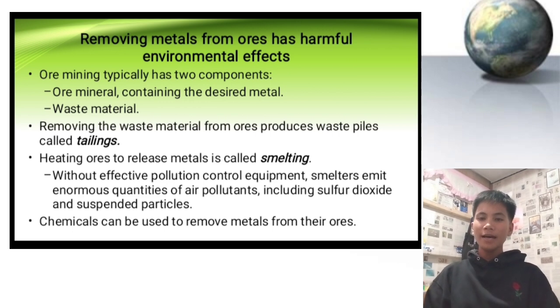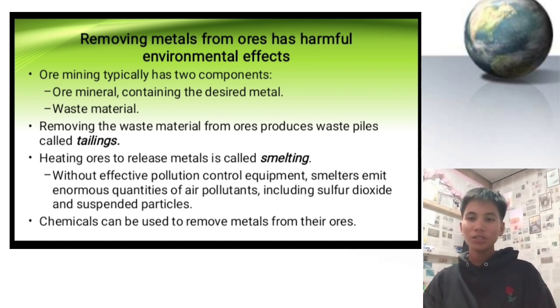Let's move on to the next slide, which is removing metals from ores has harmful environmental effects. So, ore mining typically has two components. Ore mineral containing the desired metal. Waste material. Removing the waste material from ores produces waste piles called tailings. Heating ores to release metals is called smelting.